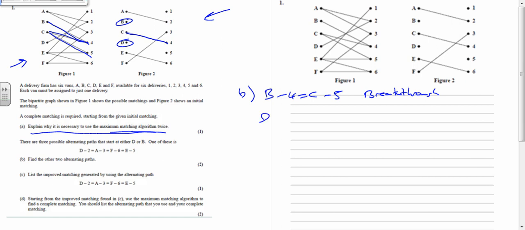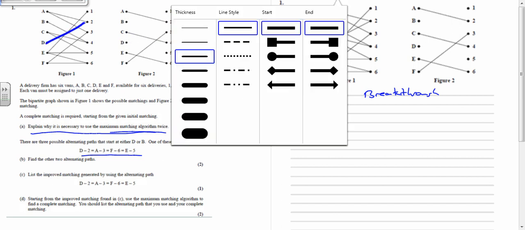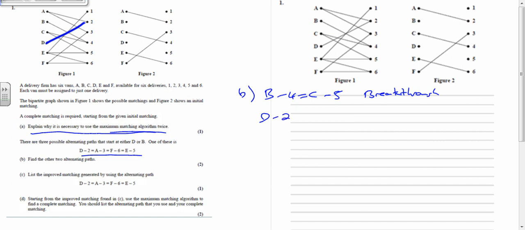However, if we start with D, see they've gone down this one here, so let's see what else we could do starting with D. So D goes to 2, D's got to go to 2, 2's already matched to A, which has then got to go to 3, and 3 is already matched to F, exactly the same so far. Then F can go to 6, or F's got to go to 6, which is already matched to E, so we've done that. But then they went off to 5 to get a breakthrough, but we can go off to 1 and get a breakthrough up there.